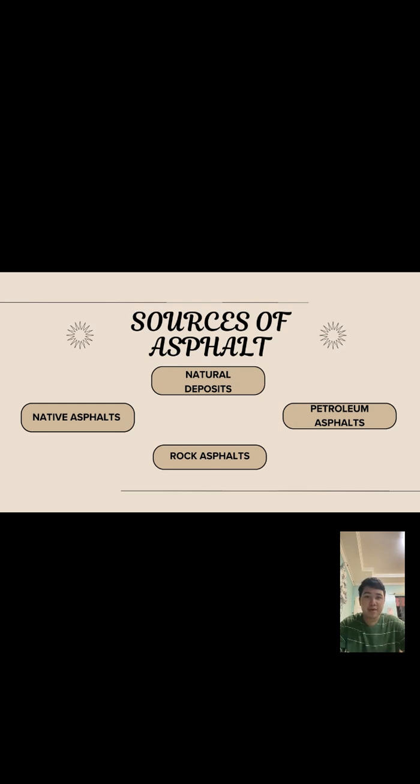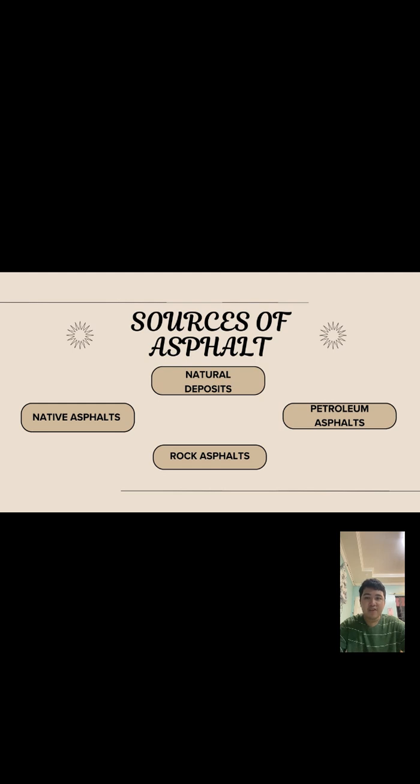It is composed primarily of bitumen, like the other bituminous materials, a complex mixture of hydrocarbons. Asphalt is commonly used as a binder in road construction, where it is mixed with aggregates to create asphalt concrete, or flexible pavements. It is also employed in waterproofing, roofing, and other industrial applications due to its adhesive and water-resistant properties. So, let's talk about the sources of asphalt.